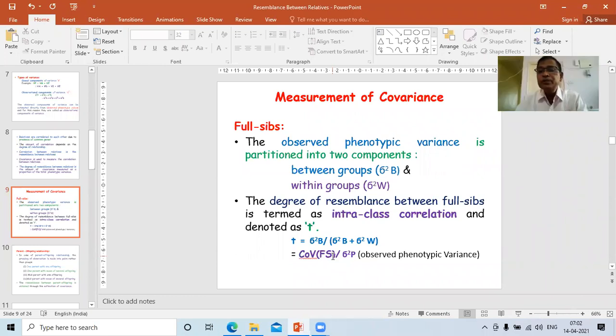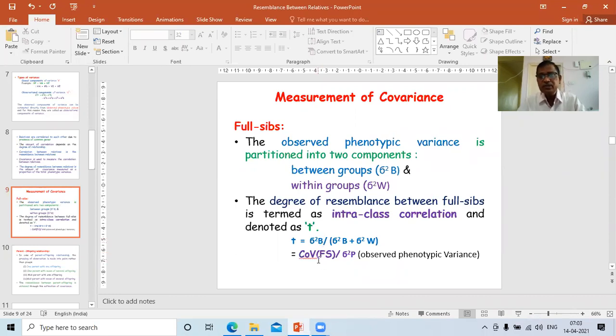So, measurement of covariance. In case of full sibs, the observed phenotypic variance is partitioned into two components. One is between groups, sigma square b, and within groups, sigma square w. So the degree of resemblance between full sibs is termed as interclass correlation and denoted as t. t is equal to sigma square b divided by sigma square b plus sigma square w. That is, sigma square b, the between group component of variance, is represented as covariance.